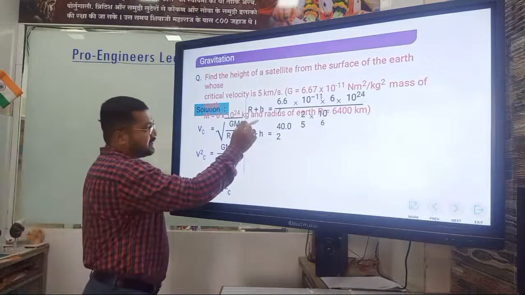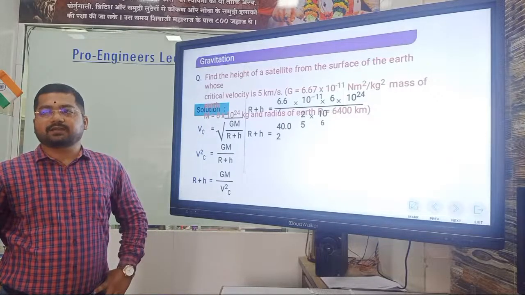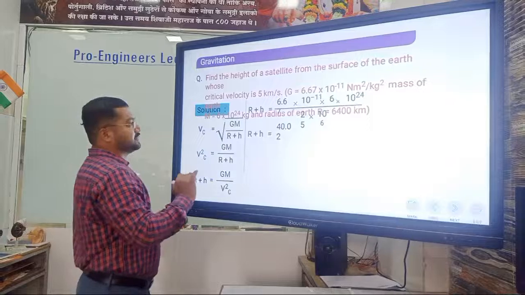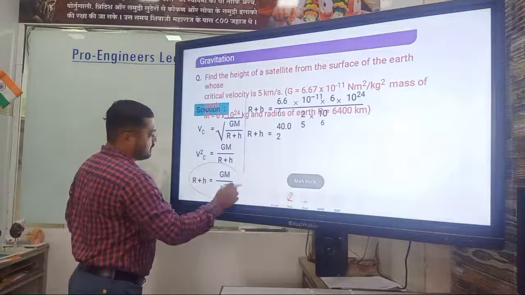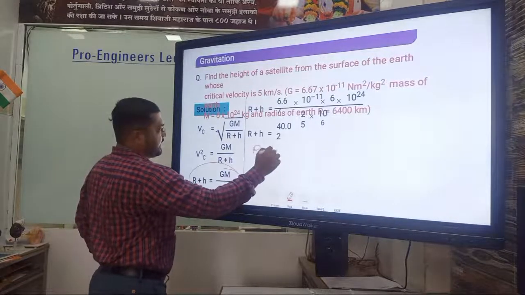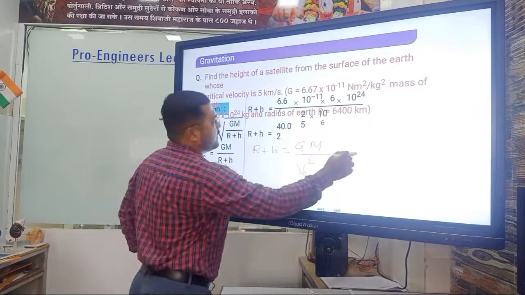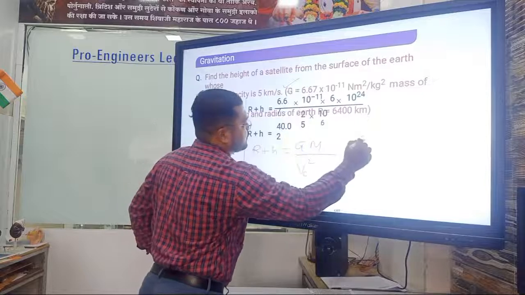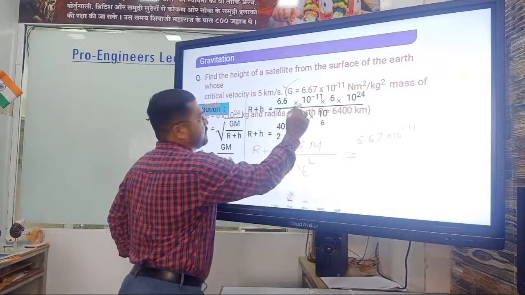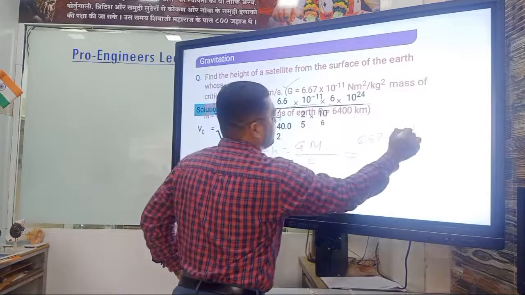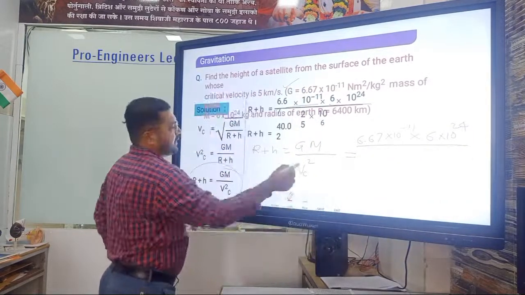Okay, here the numbers got messed up, right? So for that we need to understand what is written over there. So pay attention. What was the formula? R plus H is equal to Gm upon Vc square. Now what was the value of G? This was the value of G, 6.67 into 10 raised to minus 11, that we have written here, and then mass of the Earth, that is 6 into 10 raised to 24, right? And Vc square.